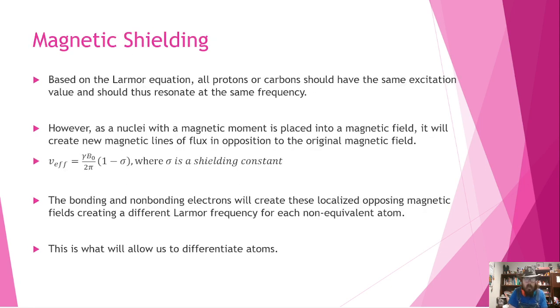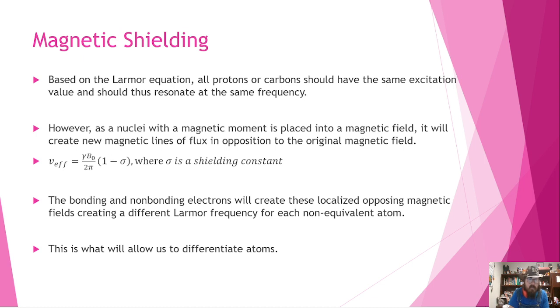Now, another thing we have to worry about is magnetic shielding. This is what's really important. If there was no magnetic shielding, all protons, all hydrogens, would excite at the same Larmor frequency, and all carbons would excite at the same Larmor frequency. However, when a nucleus with a magnetic moment is placed in a magnetic field, it will create new magnetic lines of flux in opposition to the original magnetic field. So there is some shielding due to the nearby nuclei.